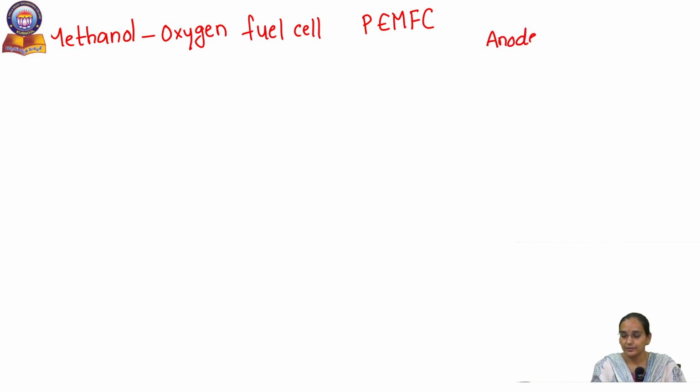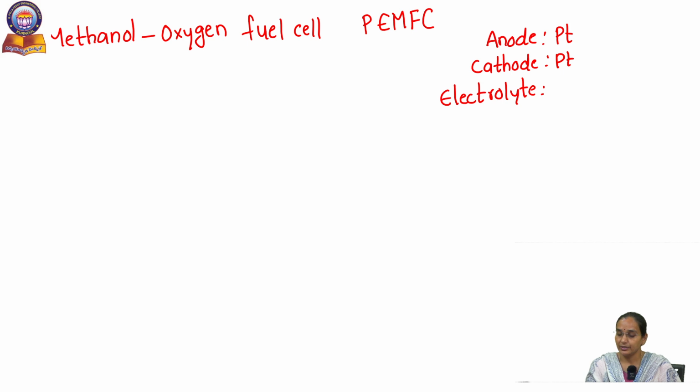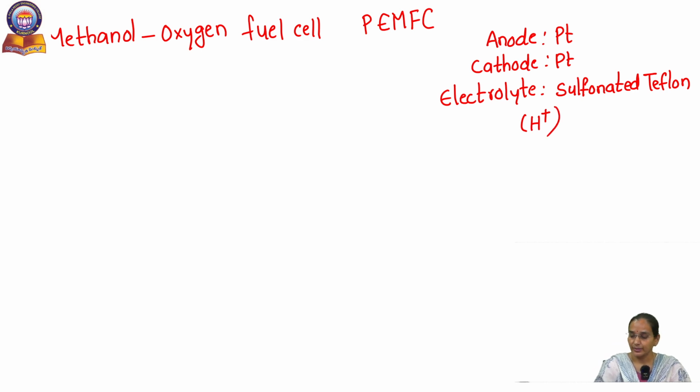anode and cathode are both platinum catalysts, and the electrolyte is a solid polymer, which is used to avoid leakage of the electrolyte from the cell. Here, sulfonated Teflon acts as the polymer. This solid polymer is used as the electrolyte to avoid leakage, and it also helps transfer protons from anode to cathode. The fuel is methanol, and the oxidizer is oxygen.